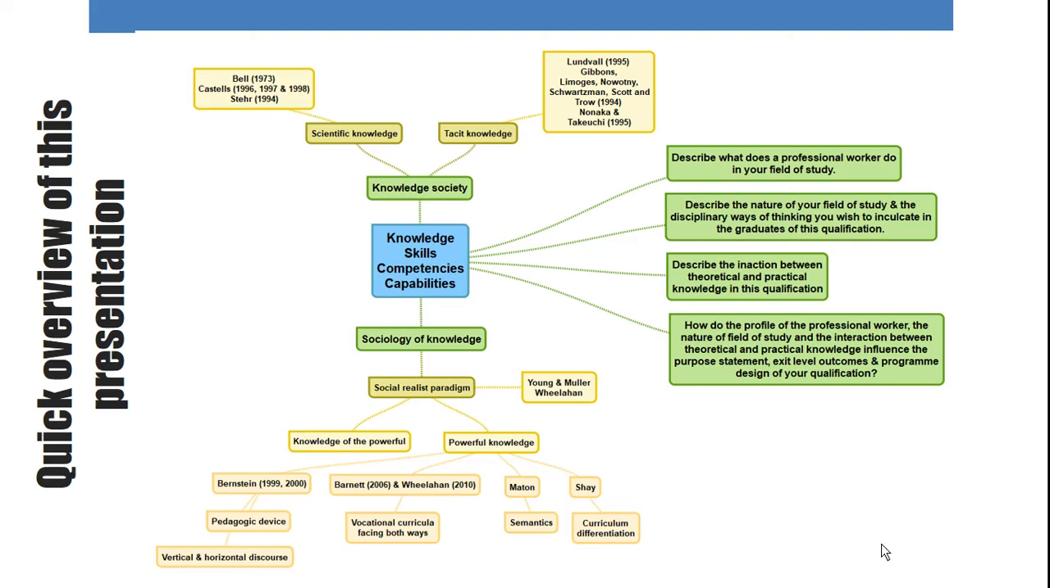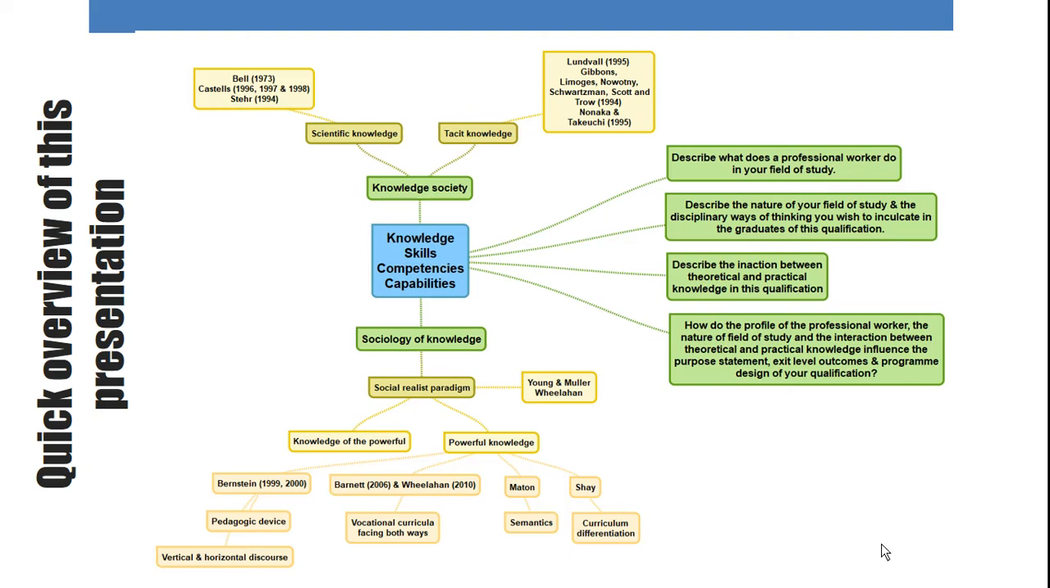We've given you the task to say, describe what does a professional worker do in your field of study. And you'll see how it relates to this, so you can go and answer these questions for yourself. Describe the nature of your field of study and the disciplinary ways of thinking that people are required to have. So what is it that you are trying to embed in your curriculum that graduates should leave with? And then from there, the interaction, therefore, between theory and practice in the curriculum. And then bringing it all together.